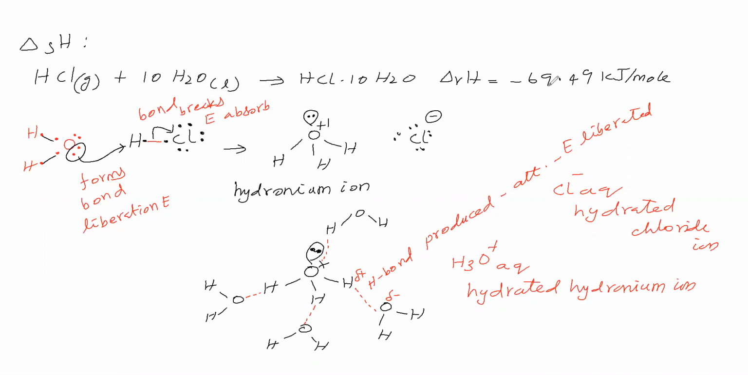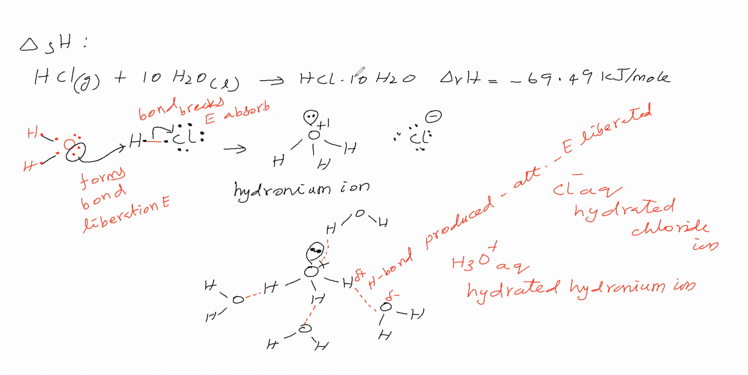So the enthalpy of solution is nothing but this much. Enthalpy of solution is minus 69.49 kilojoule per mole. Enthalpy of solution means you take 1 mole of solute and dissolve it in a particular quantity of solvent. You will get a particular concentration of solution. For that, what is the amount of heat involved? That is called the enthalpy of solution.